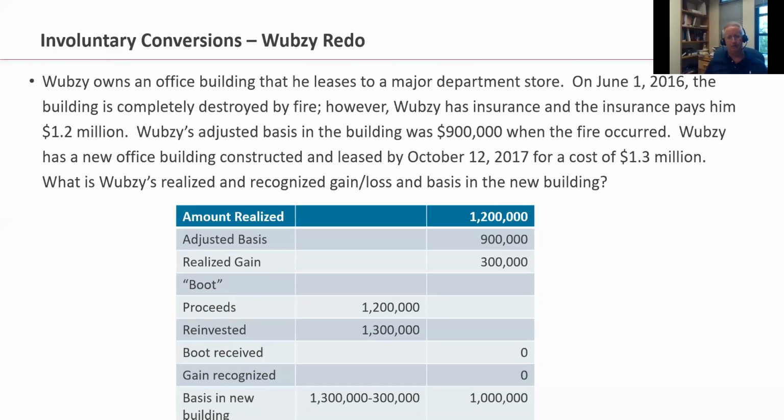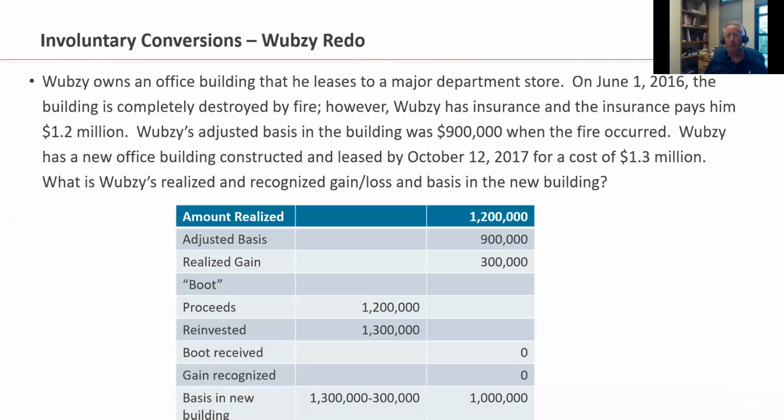Did he get any boot? Well, his proceeds were 1.2. He reinvested 1.3. So no, there's no cash in his pocket. There's no shrooms in his future. There's no Vegas in his future. So if we call that boot, technically it's called excess proceeds. If we call that boot, there is no boot. As a result, there is no gain recognized.